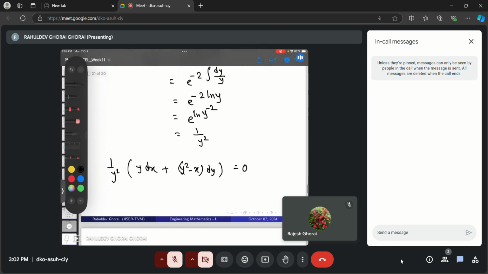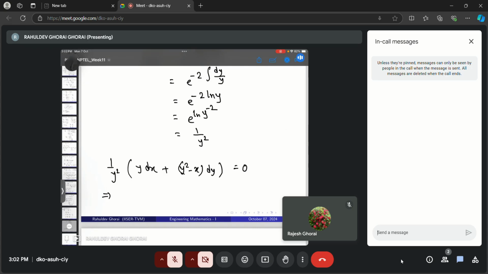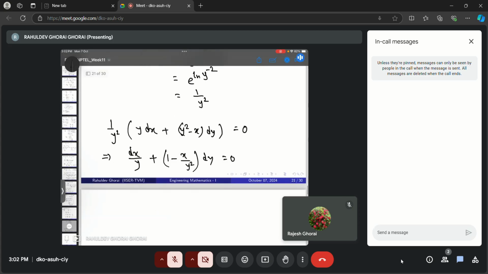First of all, let us check whether this is exact. It is coming like dx over y plus 1 minus x over y square dy is equal to 0. If you take M dx, M is 1 over y, so del M del y will be minus 1 over y square. N is 1 minus x over y square, so del N del x will be minus 1 over y square. So del M del y is equal to del N del x, so exact, right?